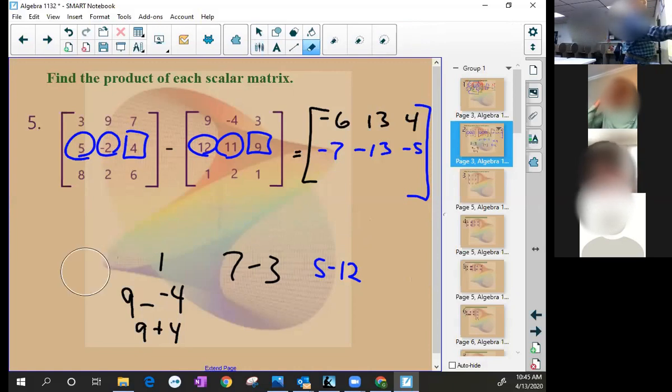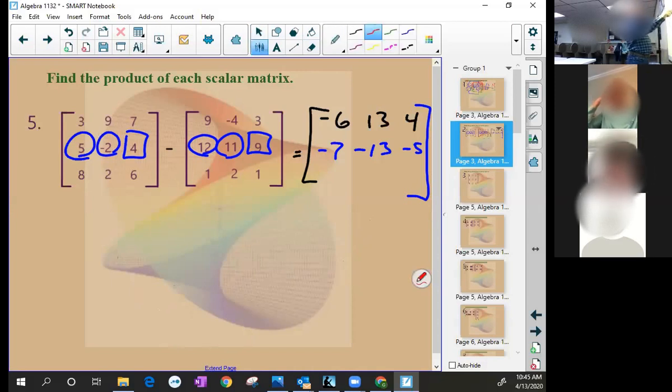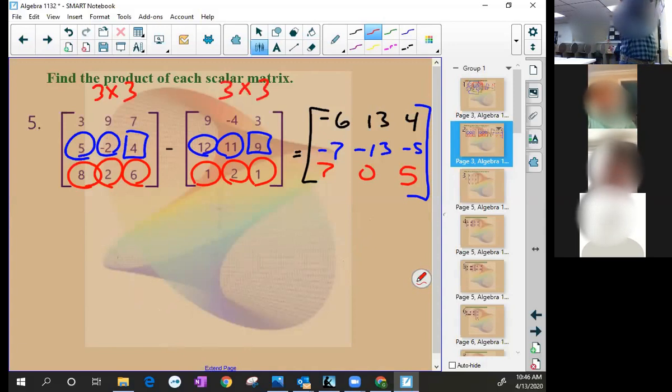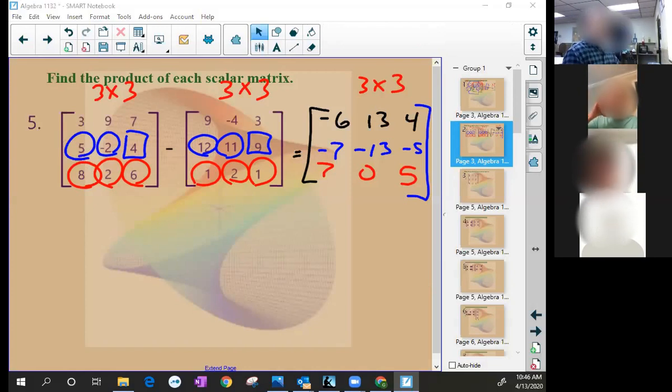We finished the second row, took each corresponding element and subtracted it accordingly. Now we're going to go to the third row. 8 take away 1 is 7. 2 take away 2 is 0. 6 take away 1 is 5. Told you he was going back to kindergarten today. And so we end up with, we had a 3 by 3 matrix that had a 3 by 3 matrix subtracted from it, and your answer is a 3 by 3 matrix. So you have to have the same size matrix if you're going to add them. So we finished that one.